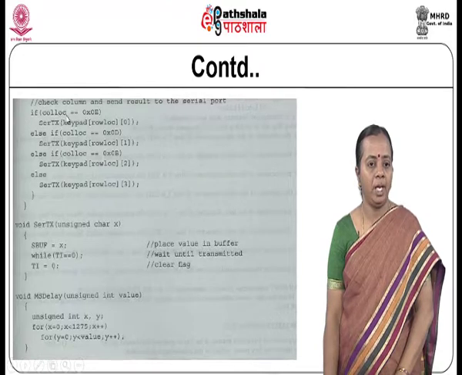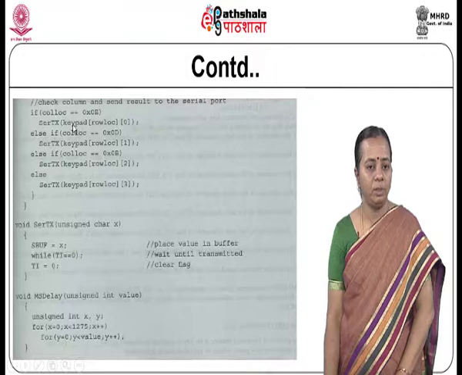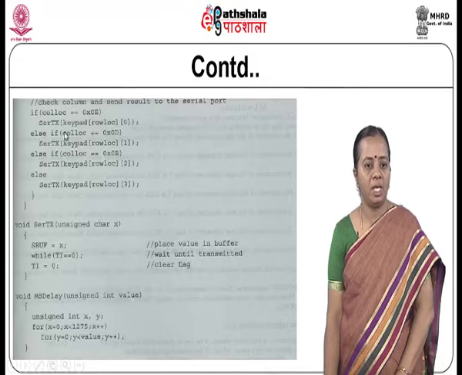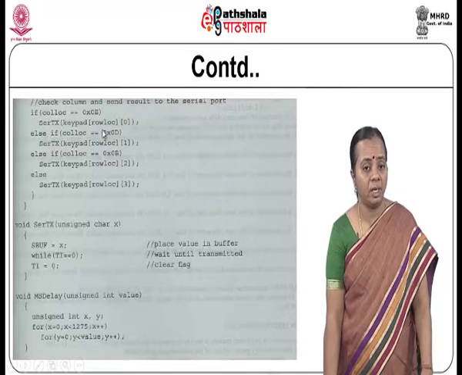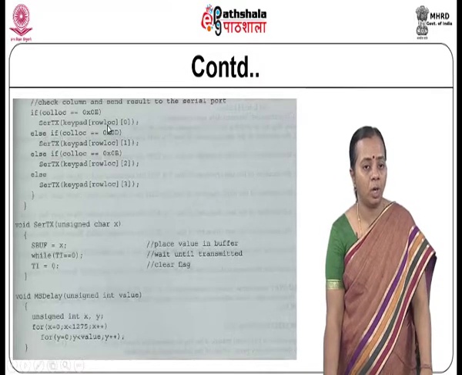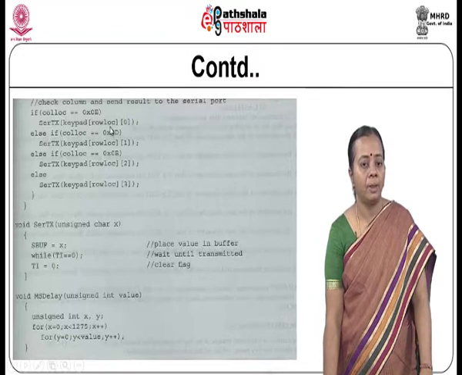So if COL LOC, that means the column we have identified, is equal to 0E, since we have already identified that particular location, then SERTX keypad of row location. That means the row location is identified already, it has been assigned either 0, 1, 2 or 3. So now keypad of 0 and 0 means it is in the 0th row. So 0 0 is identified, the 0th row and the 0th column.